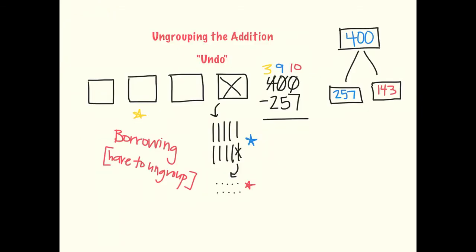On this page, I just wanted to, once again, walk you through how to ungroup the addition or undo the addition that we've done. Borrowing in subtraction is essentially ungrouping so that you have enough numbers to subtract from. So with this original drawing, I had 4 of these hundreds boxes, but because I didn't have any ones or tens, I had to borrow from that hundreds box and ungroup it or undo that addition.